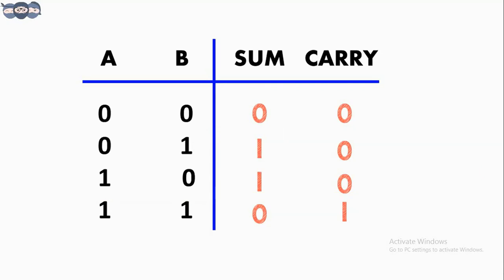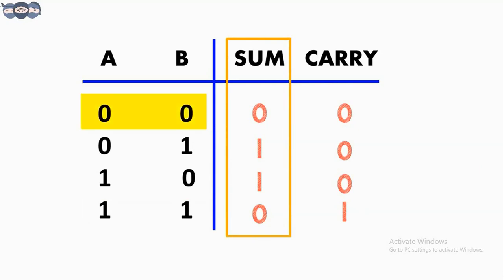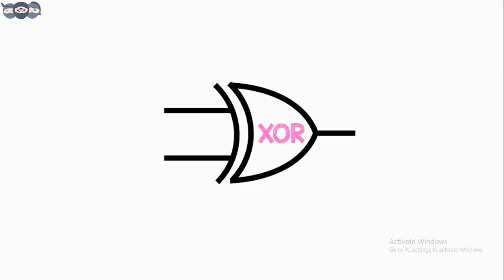Now, I want you all to analyze the truth table for sum. We see that when variables a and b are both 0 or 1, sum is 0, and when a is 0 and b is 1, or for a is 1 and b 0, the output is 1. This is the truth table for the XOR gate. Let's present this equation using the XOR gate. Let's take a and b and connect to an XOR gate. The output is the sum term a XOR b.